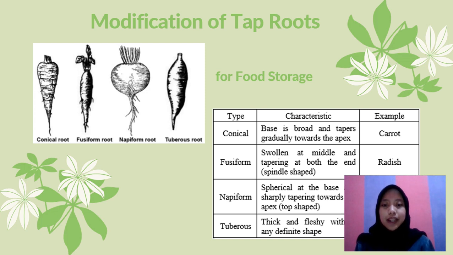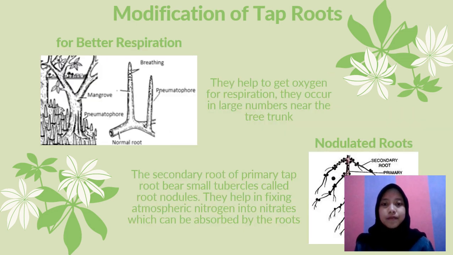Third is napiform. They are spherical at the base, as we can see it looks like a ball, and sharply tapering towards the apex. So the end of the root is tapering. The example is beet and turnip. Last is tuberose. They are thick and fleshy without any definite shape. The example is 4 o'clock plant.